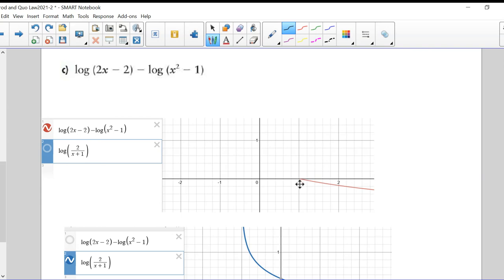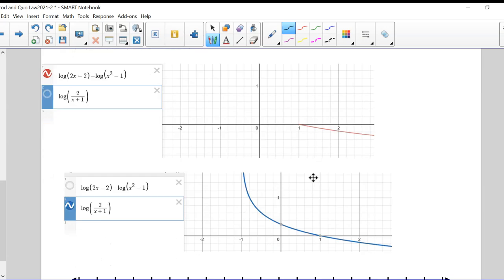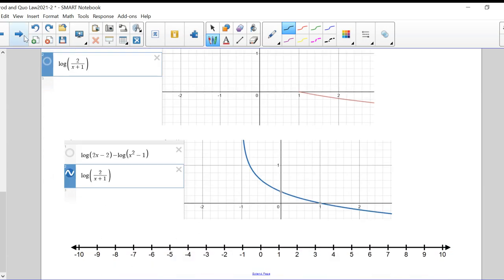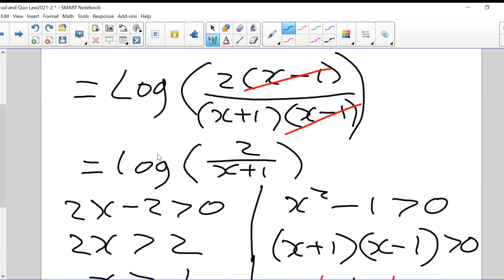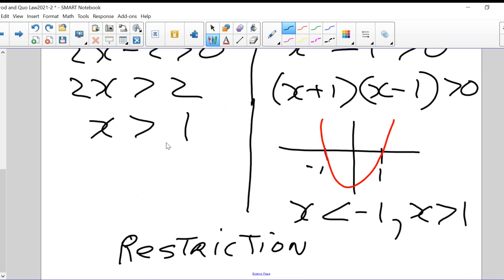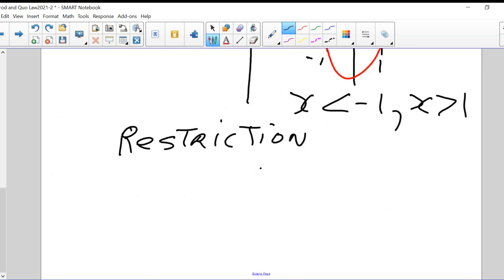It means only one condition makes everybody happy, and that's where x has to be greater than 1. So what we're saying is that the restriction here, where they are in agreement, is where x is greater than 1. That's where they have common ground. That's where everybody is happy.